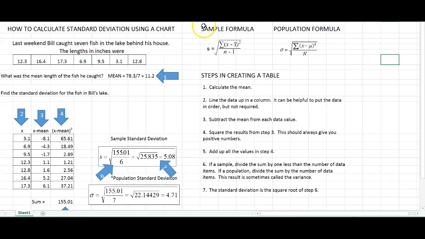On this side, I have the standard deviation formulas. Notice there is a difference for a population and a sample. These formulas contain some less common math symbols that confuse a lot of students. Below I have the list of steps that come from the formulas.